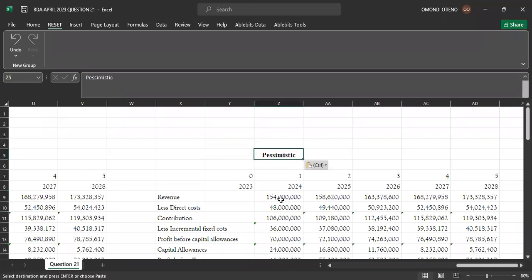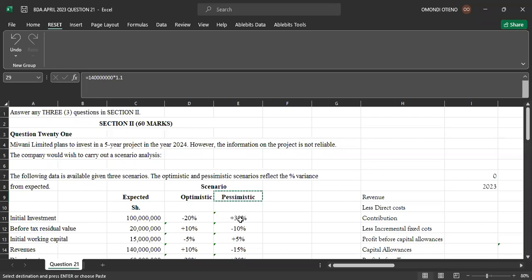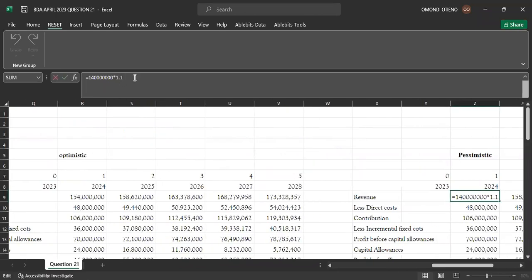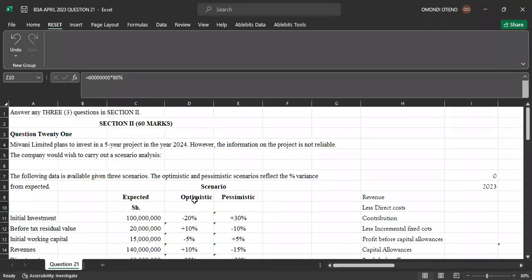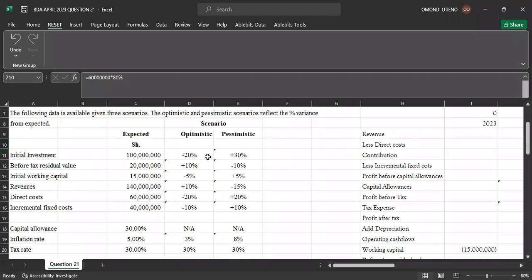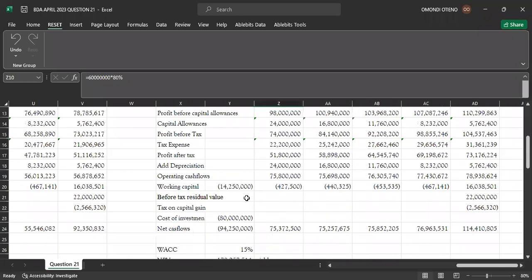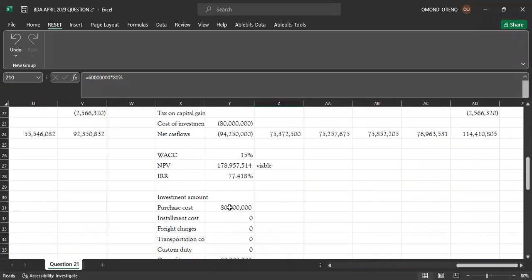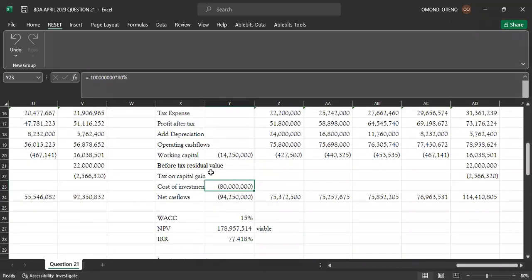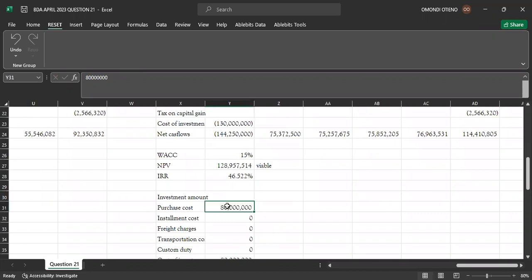The pessimistic case, we've seen the things that we are changing. Revenue, we are told that is increasing by 30%, so 1.3. But then the initial investment is what is increasing by 30%. So we just come here where we have our initial investment. The one that is here is increasing by 30%. So times 1.3. It changes, it should reflect.